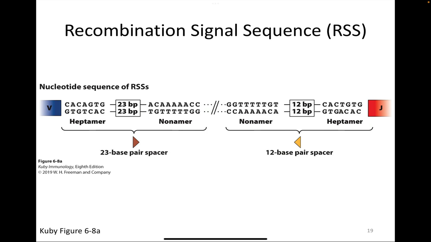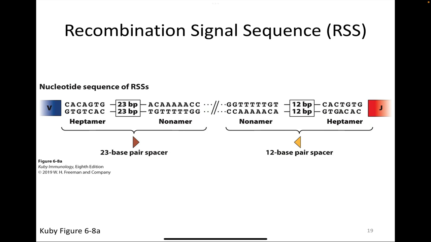They each have first this conserved 7 base pair sequence known as the heptamer, or CACAGTG. I certainly don't have that memorized now. I was looking at an old exam I took. Apparently, once upon a time, I did.